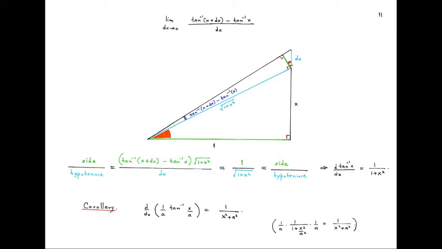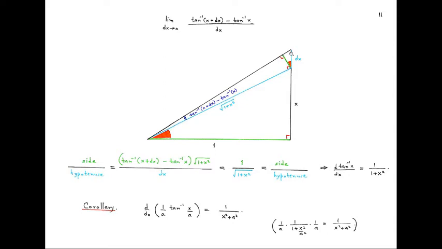So this little angle is exactly the same as this red wedge angle. So this right angle triangle is similar to this right angle triangle. It has the same shape. And so the ratio of the side to hypotenuse in the little triangle should be the same as the side by hypotenuse in this big triangle.